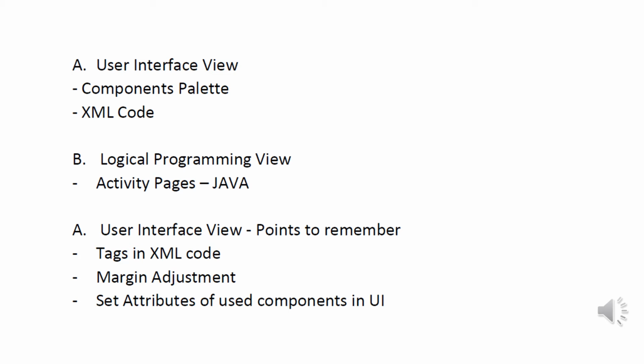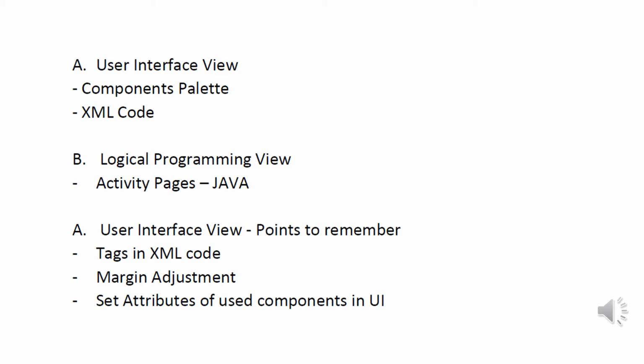main activity.java file. So that's why I mentioned this very important step in your points to be remembered. So you should set attributes of used components in user interface also. This is your first point related to your user interface. Again I'm repeating the same thing. While developing your user interface, you can use the palette and select the desired component from the palette to make your user interface.